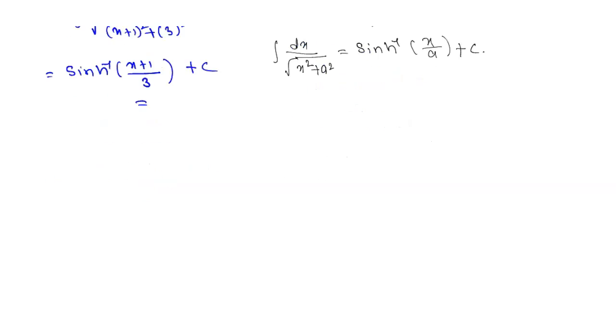So next question is integral sin 2x by a square cos square x plus b square sin square x dx. This is the question. So here I am considering the denominator part.